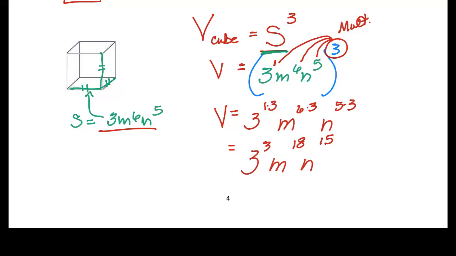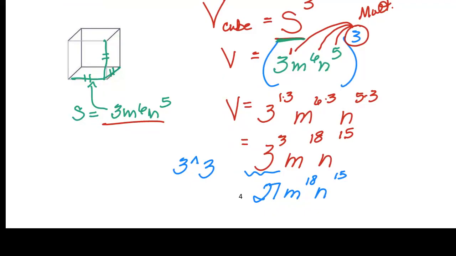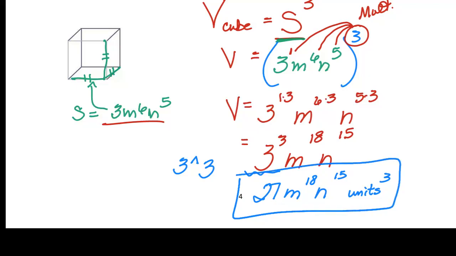Okay? And is that my final answer? It is not, because you need to simplify. Anytime you have a number raised to a power, you need to simplify that. It is not 3 times 3. It is 3 raised to the third power, which is 27, m to the 18th, n to the 15th. And if you really want to be precise, since we're talking about volume, it doesn't tell me what the measurements are in, but you would say units cubed. Units cubed.